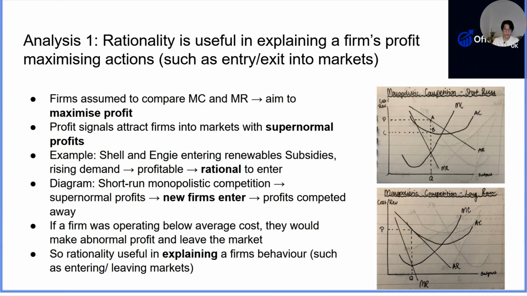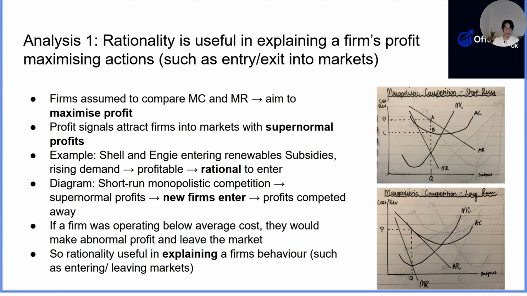Now, let's think about the renewable energy sector, which is mentioned in the extract. As governments offer subsidies and demand for green energy rises, profits in that sector increase. So it's rational for big firms like Shell or Engie to enter. They're only responding to financial incentives.